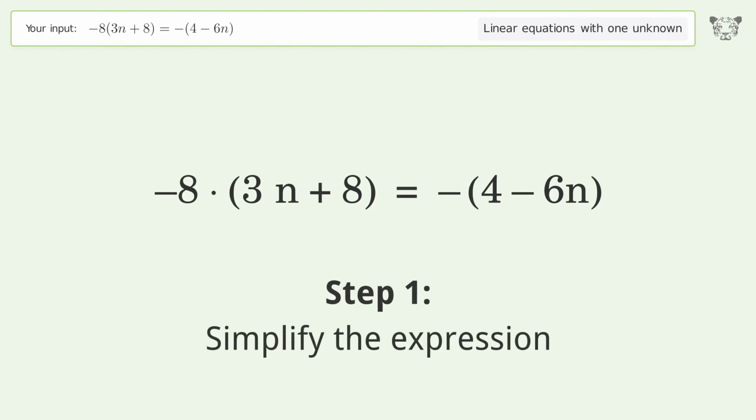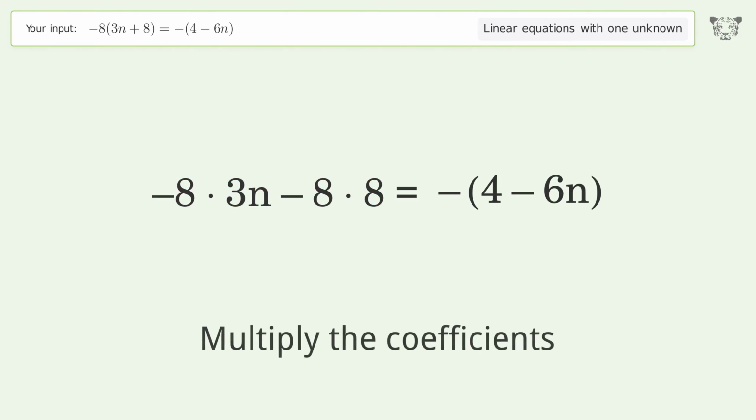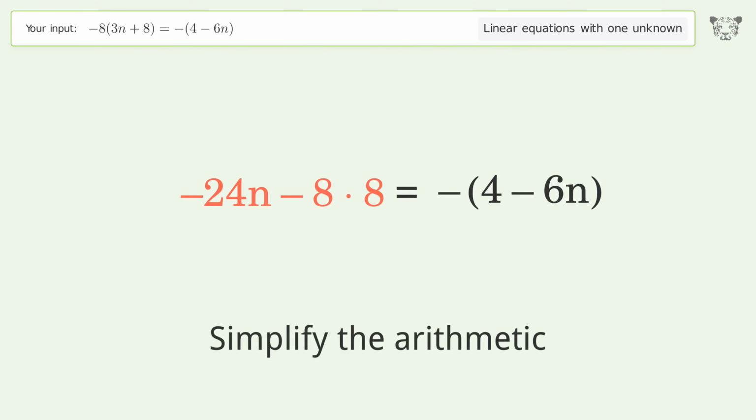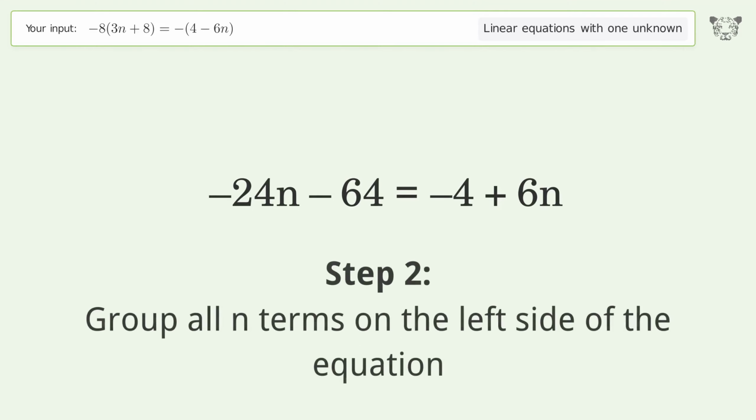Simplify the expression. Expand the parentheses. Multiply the coefficients. Simplify the arithmetic. Expand the parentheses. Group all n terms on the left side of the equation.